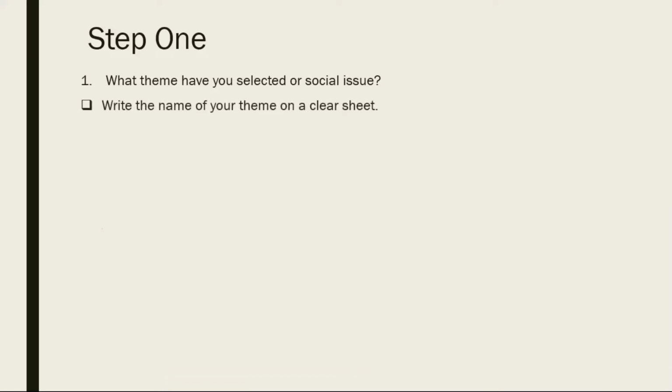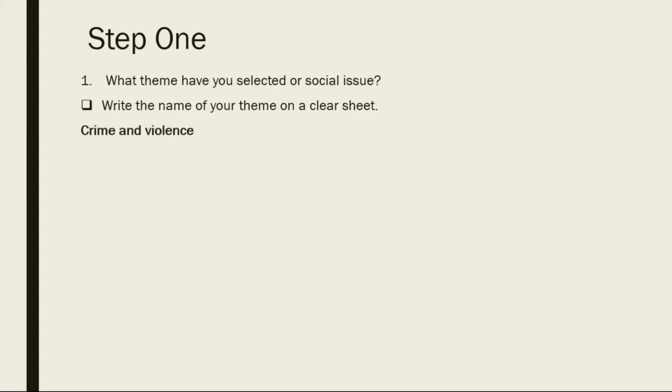Step 1. The first question that we looked at was what? The question that is asked is, what theme have you selected? Now, what should you do as a student? The first thing that you should do is write the name of the theme on a clear sheet of paper, whether it's in the book page that you're using or on a piece of paper that you're using to generate your ideas. So go ahead, write the name of the theme that you have selected within your group.